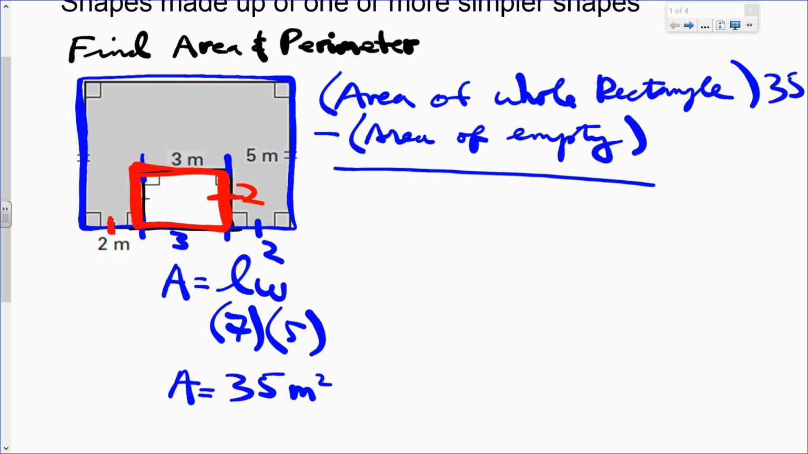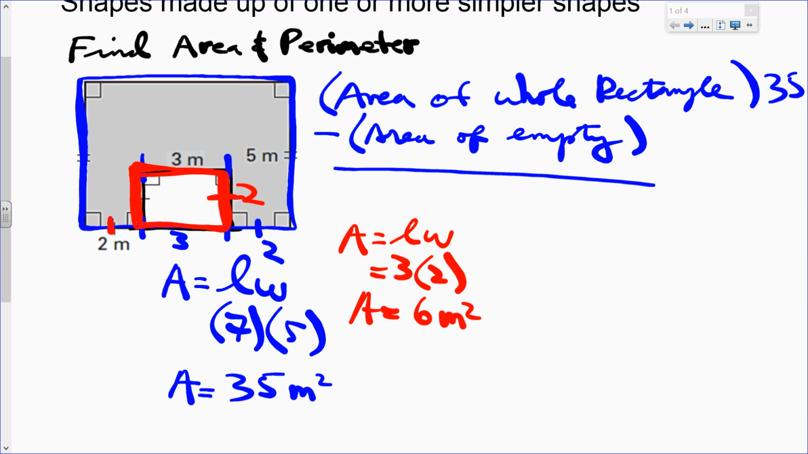All right. So the area of the empty rectangle that I highlighted in red is going to be length times width, right? It's a rectangle. The length is 3. The width is 2. The area then is 6 square meters. Right here, inside this empty rectangle, it's 6 square meters.